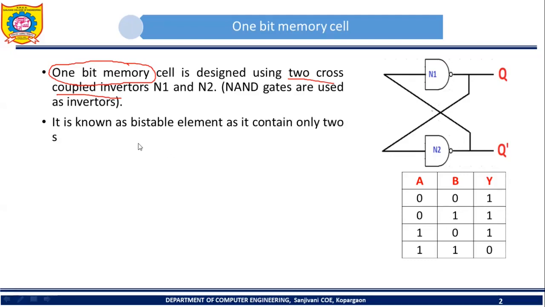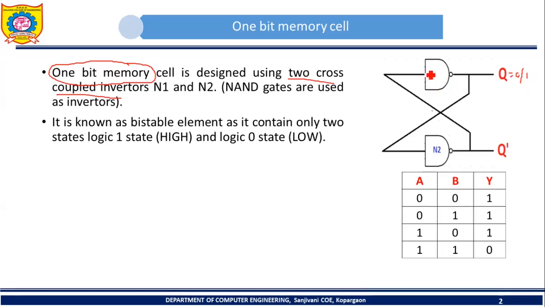This particular circuit is known as a bistable element. Why is it known as a bistable element? As it contains only two states, that is the logic 1 state, which is also known as the high state, and the logic 0 state, which is known as the low state. See this output Q. This output Q will indicate the state of this particular circuit. The output Q of this circuit will be either 0 or 1. So this Q cannot have any other value.